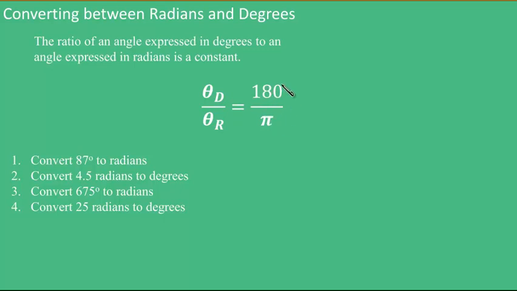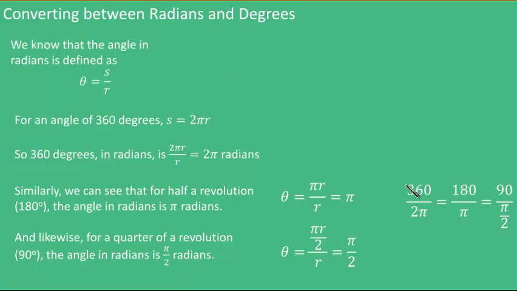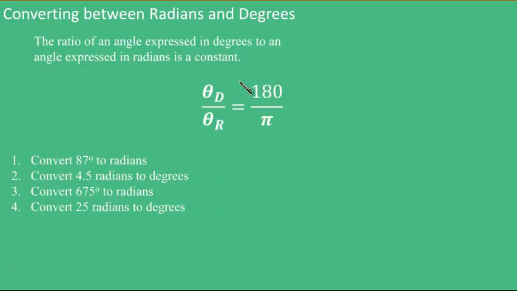Now this is not the only expression we could use. We could say 360 over 2 pi. We could also say 90 over pi over 2. But I think this is the most convenient and simplest to write. So let's look back here. We could say the angle in degrees over the angle in radians is equal to this, or this, or this, because they're all the same. So of these three, which do you think is nicer to work with? I would say this one. So that's what we have here.